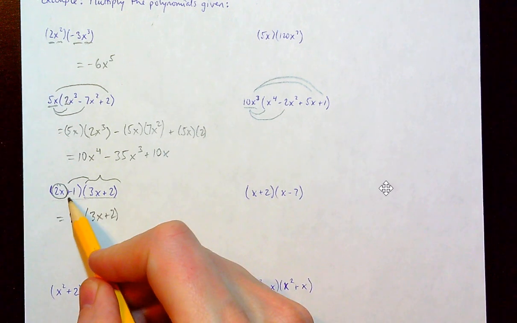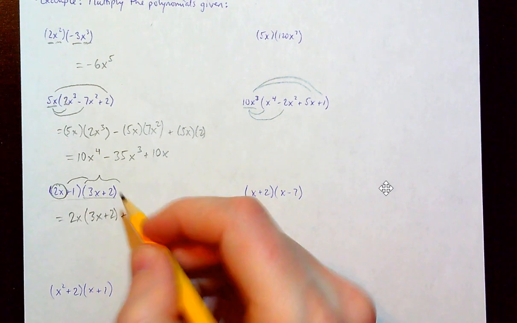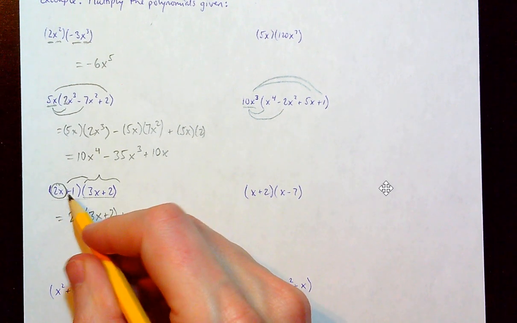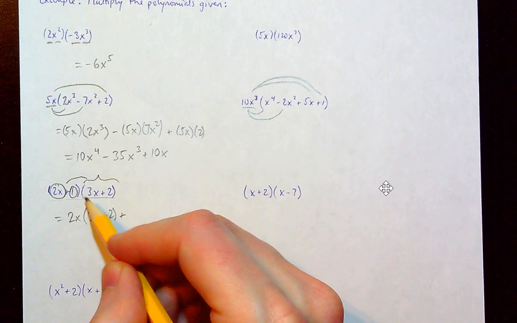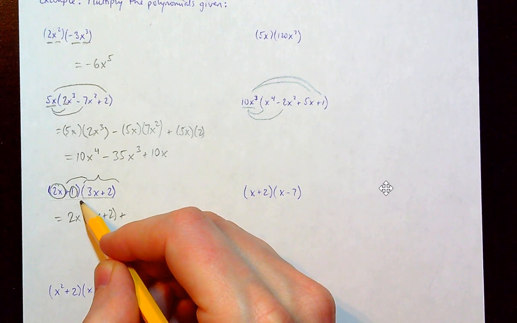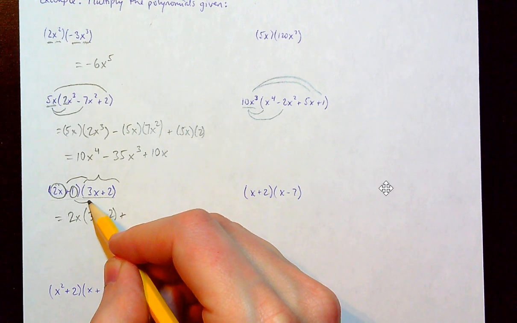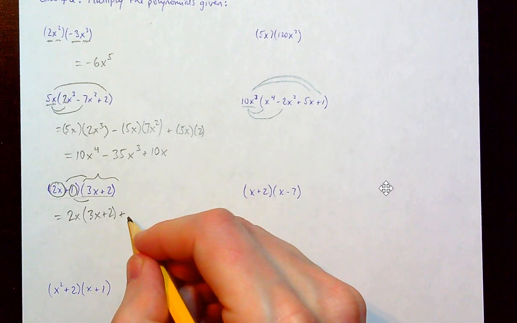And now going back to the first polynomial, we had a plus sign there. It's hard to tell because the pencil went over it, but we have a plus sign there. And now I'll take the second term and I will distribute that into the entire second polynomial.